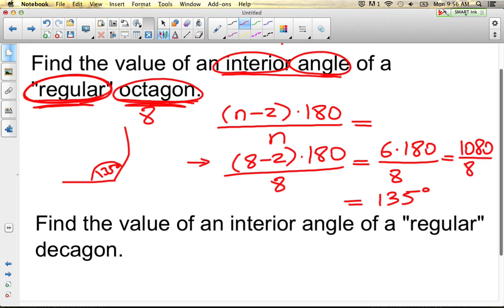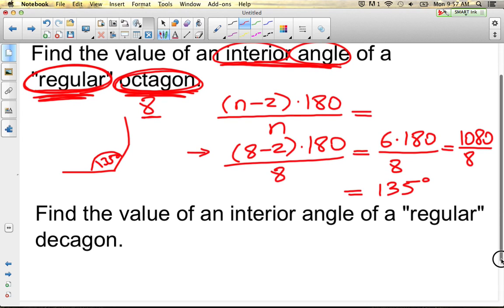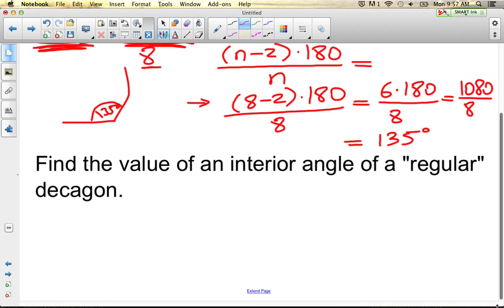So how would this question change if I gave you a different polygon? Well, all you need to do is make sure you see the word regular, that it just wants one interior angle, and then just look to see what type of polygon they give you to get your number of sides. So how about you try the next one on your own?